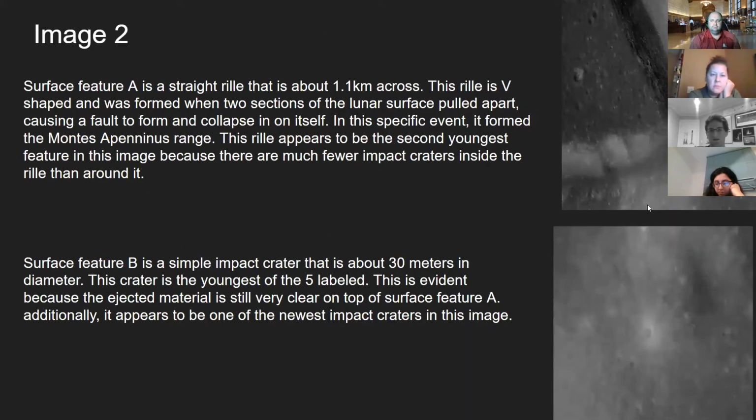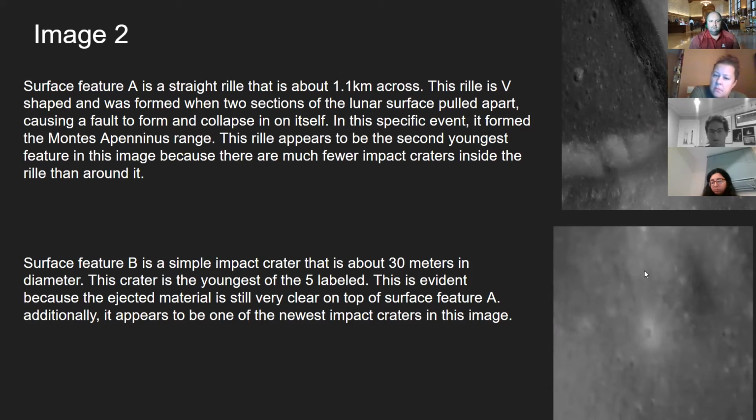So surface feature A is a straight rille that's about 1.1 kilometers across. This one formed, I believe, from, I'm not sure if it would really be considered tectonic plates, but something similar, where the lunar surface is kind of pulling apart, which formed a mountain range, which you could see in the next image. So I believe it's the second youngest of the features that I labeled here. And I decided that because there's very few impact craters inside it.